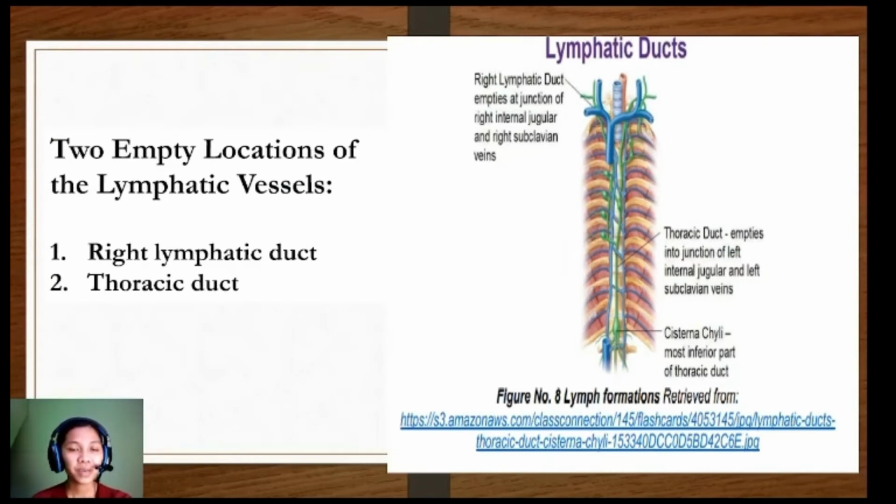There are two emptying locations of the lymphatic vessels: the right lymphatic duct and the thoracic duct. Lymphatic vessels from the right upper limb and the right half of the head, neck, and chest form the right lymphatic duct, which empties into the right subclavian vein. The lymphatic vessels from the rest of the body enter the thoracic duct, which empties into the left subclavian vein.